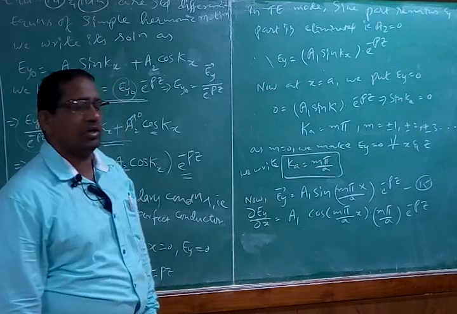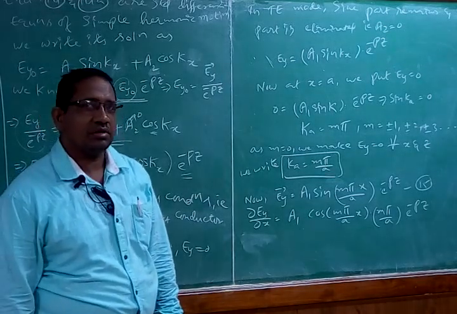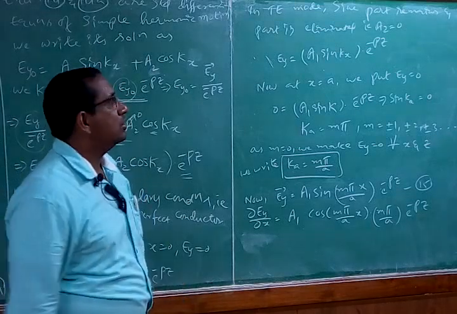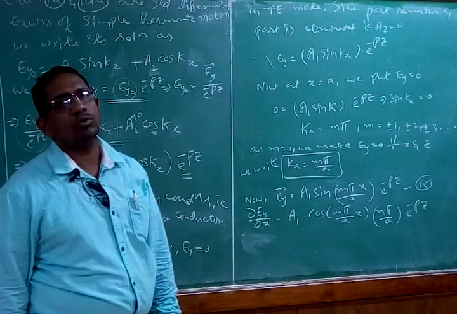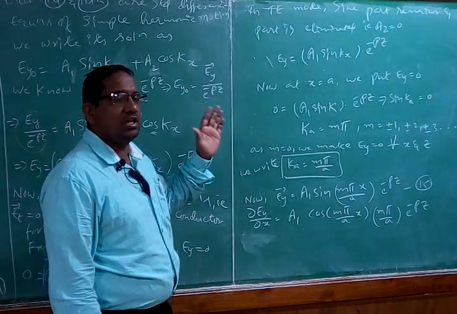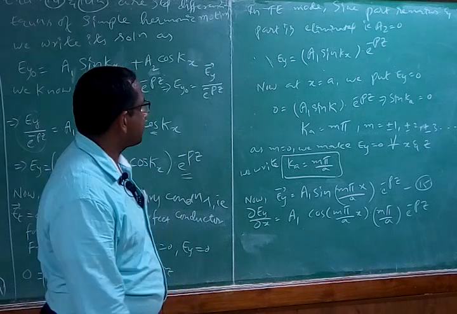The electric field is going to exist only along the x direction, if at all, or on the z direction, but in the z direction anyway it is not there. So the electric field component is going to be there only along the x direction in this particular case for TE mode of propagation.